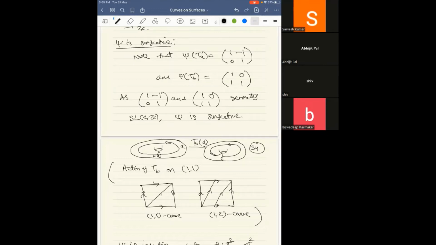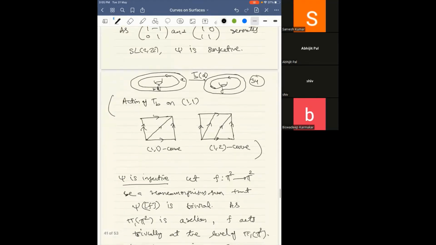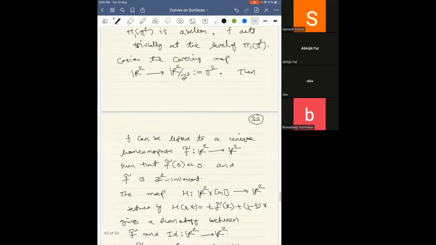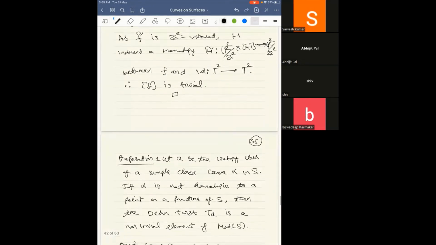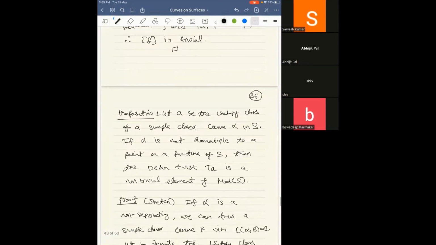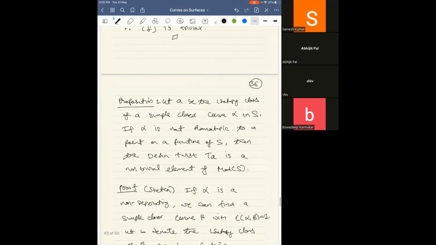Is this clear? Okay. So this is a slightly non-trivial proposition. Next, we want to see some properties of Dehn twists. We will see that Dehn twists are infinite order elements.